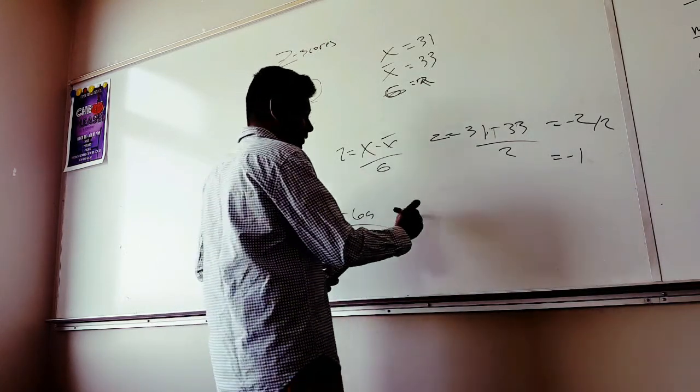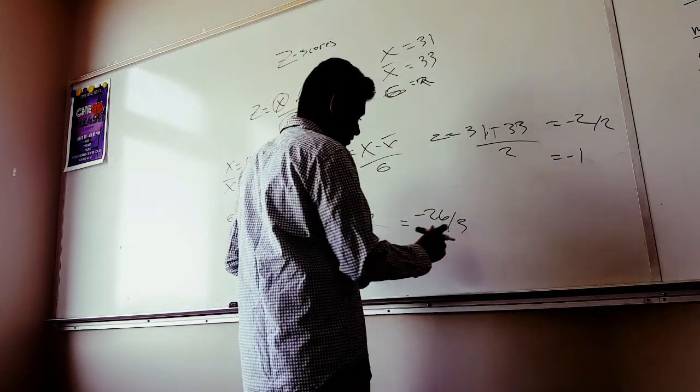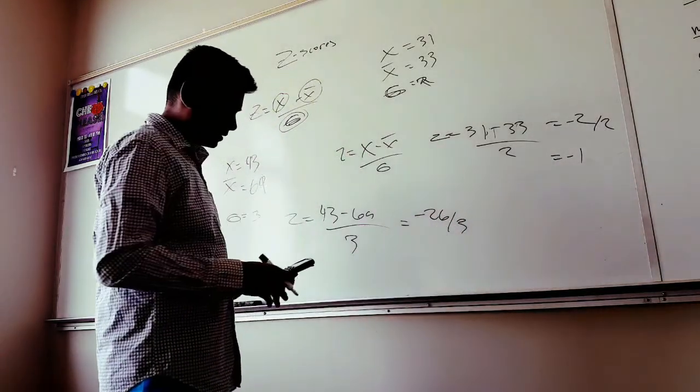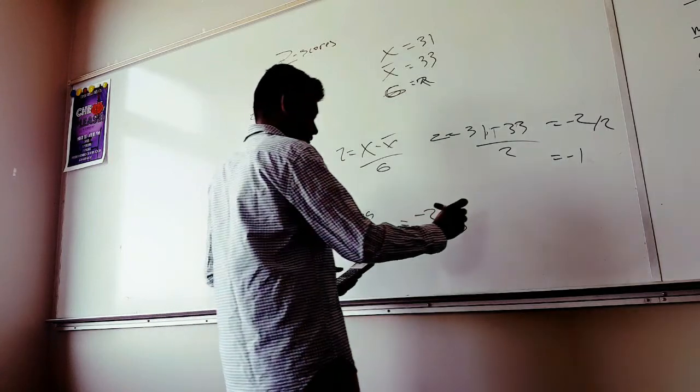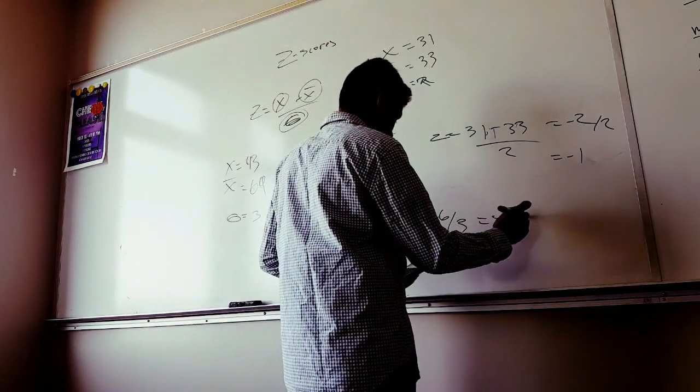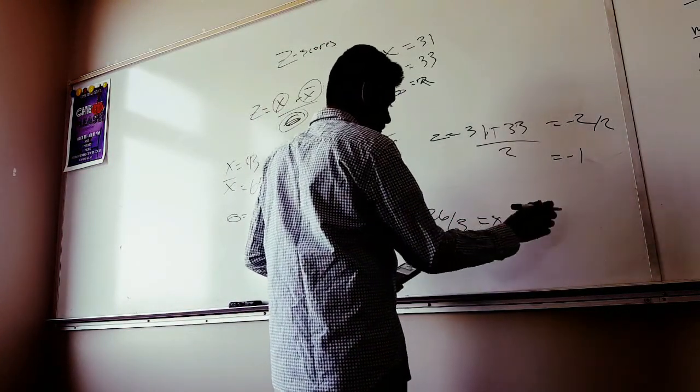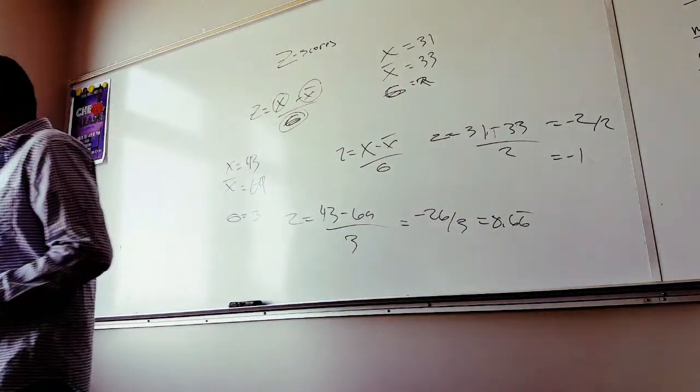I'm just going to go 43 minus 69, divided by 3. So if you add that all up, that's negative 26 divided by 3, because we have to divide by 3, as that's at the bottom, equals 8.66. Okay. We're going to show you how to use our Z-score tables when they're done today.